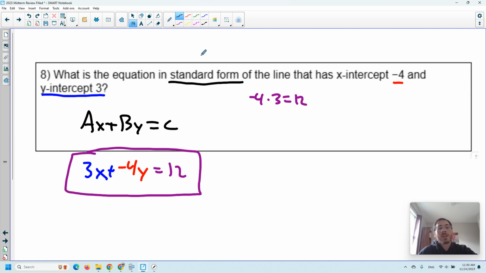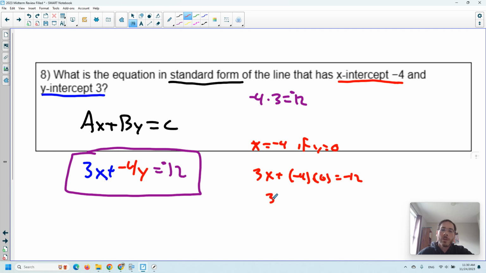I mean, you could throw it in your graphing calculator if you want, but to double check, if I have an x-intercept of -4, this would be x is -4 if y equals 0. So let's see if that's what happens. 3x plus -4 times 0 equals... oops, this is actually -12. Good thing I double checked. So 3x equals -12. Divide both sides by 3. X does equal -4.